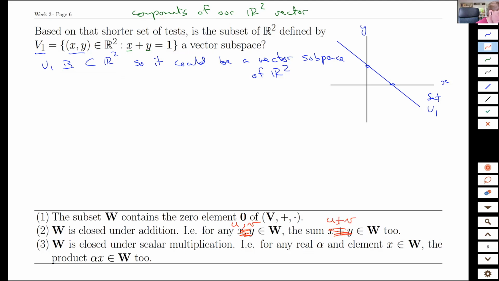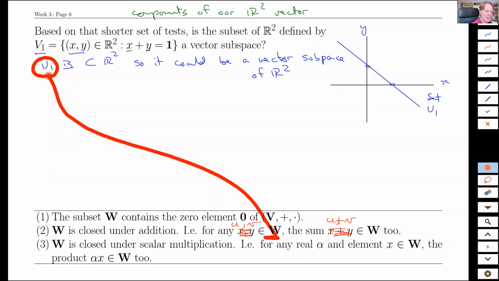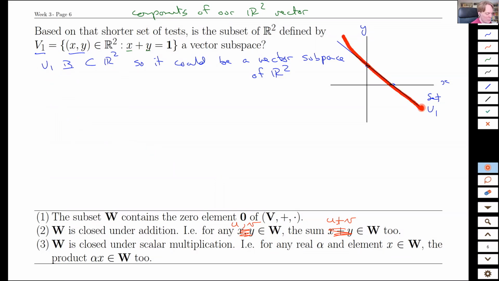U plus V. But just be aware, as soon as we said something was an element of W, and W here is my straight line V1, all the points in that line, it doesn't matter what we call them, but X and Y is probably a bit problematic because X and Y usually mean our components. So let's call these U and V for the purposes of this page. All right, so question one: is the zero vector from R2 in V1?